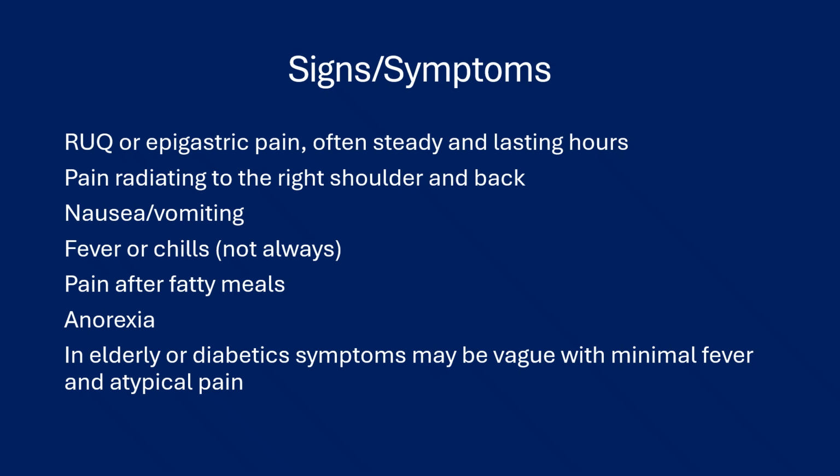Signs and symptoms. Right upper quadrant or epigastric pain, often steady and lasting hours. Pain radiating to the right shoulder and back. Nausea and vomiting, fever or chills, but not always. Pain after fatty meals, anorexia. In elderly or diabetics, symptoms may be vague with minimal fever and atypical pain.